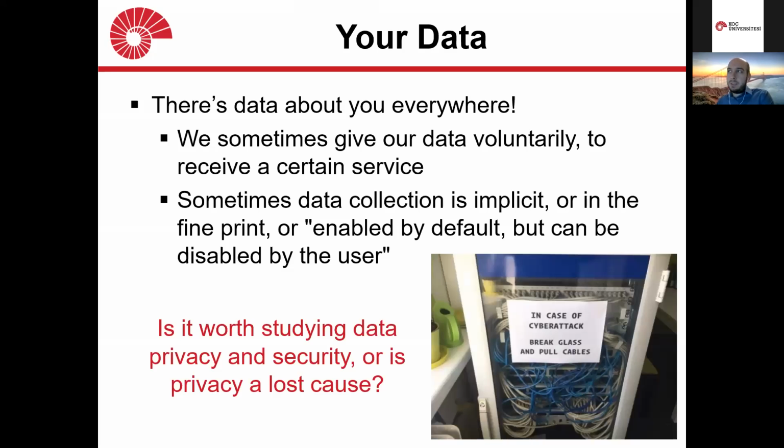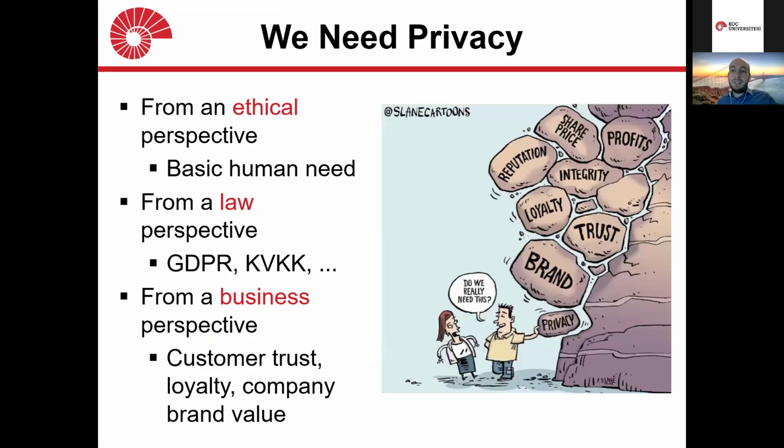So given that there's data about us everywhere, and we're in this kind of situation, is privacy really a lost cause? Should we just give up on privacy and security and accept the fact that our data is going to be everywhere, we're not going to be private? Or should we still go ahead and work on privacy and security? And it turns out that we do have to actually go and work on privacy and security because we need privacy. We need privacy from an ethical perspective, we need privacy from a law perspective, and we need privacy from a business perspective.